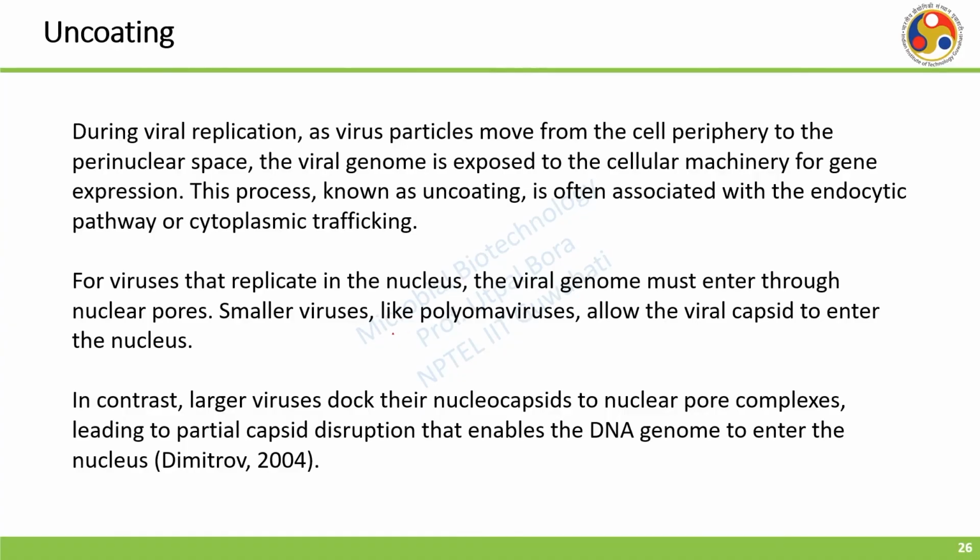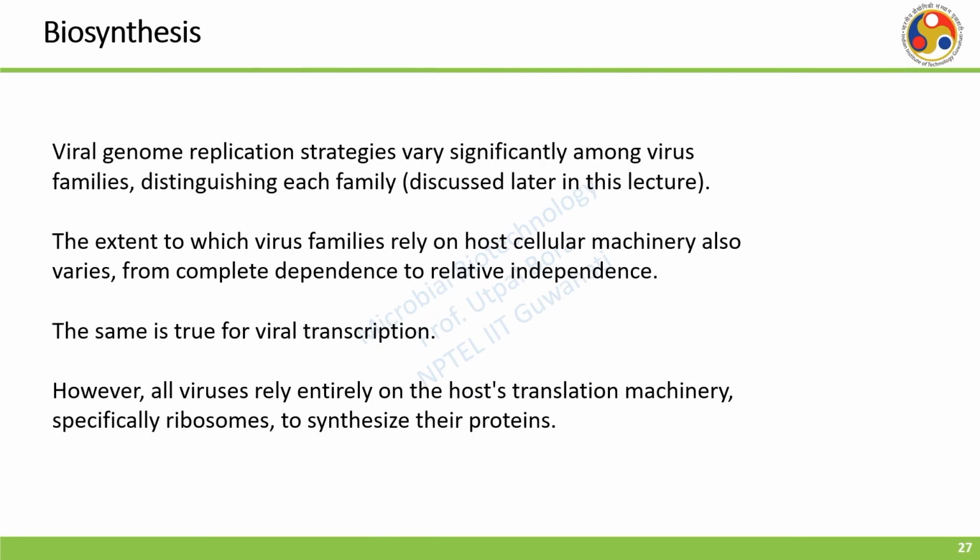For viruses that replicate in the nucleus, the viral genome must enter through nuclear pores. Small viruses like polyomaviruses allow the viral capsid to enter the nucleus. In contrast, larger viruses dock their nucleocapsids to nuclear pore complexes, leading to partial capsid disruption that enables the DNA genome to enter the nucleus.